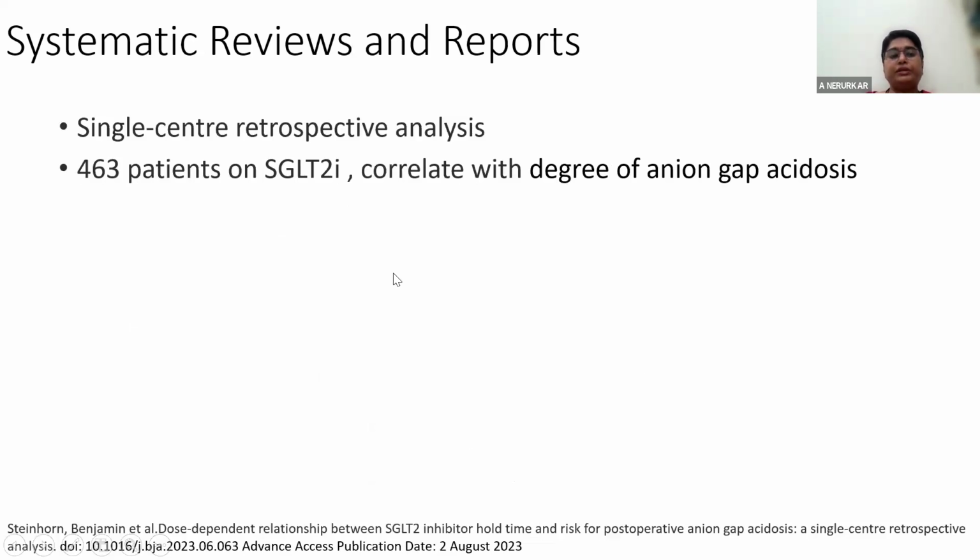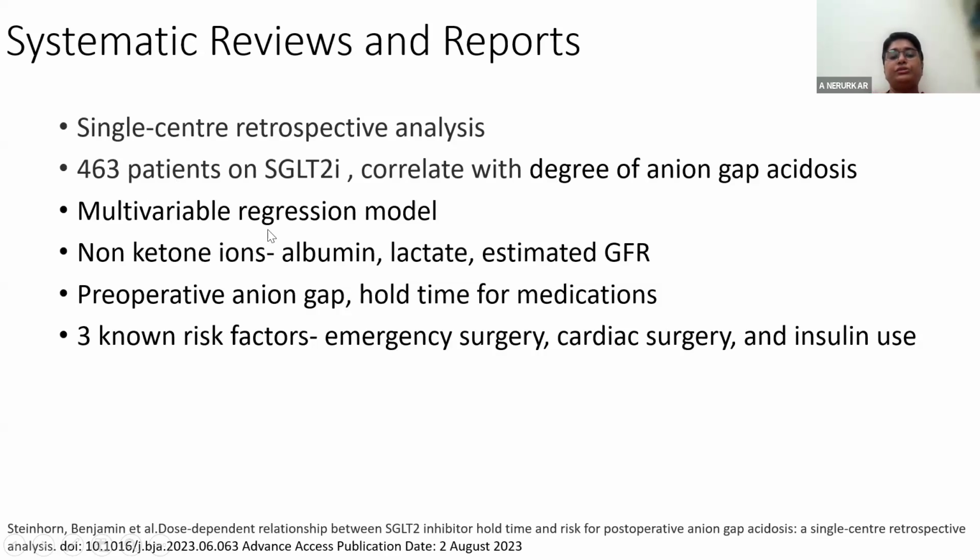A single center retrospective analysis of 463 patients on SGLT2 inhibitors was studied to correlate with the degree of anion gap acidosis, because what they found was that it may not be an overt DKA, but anion gap definitely increased. So they wanted to have a multivariable regression model to find out which of these factors, that is the preoperative anion gap, hold time for medication, 3 known risk factors, emergency surgery, cardiac surgery, and insulin use, plus the presence of non-ketone ions most accurately predicted the occurrence of an anion gap acidosis.